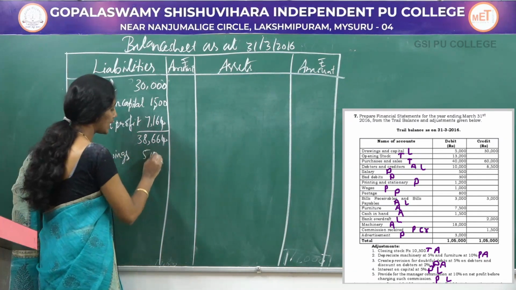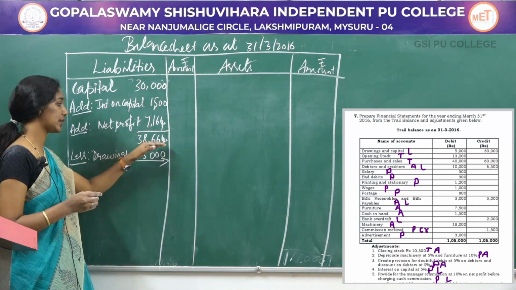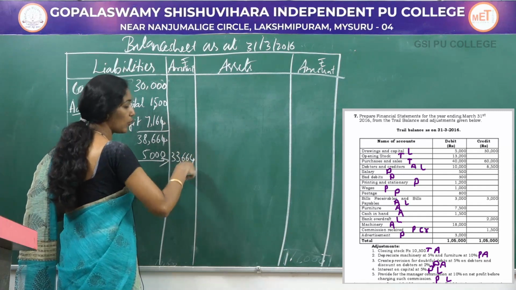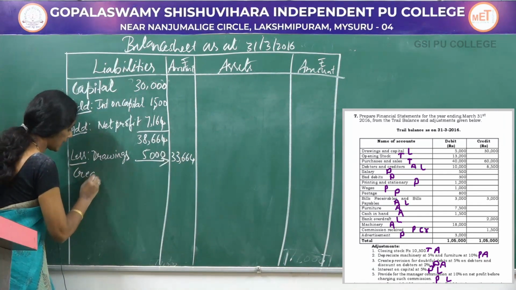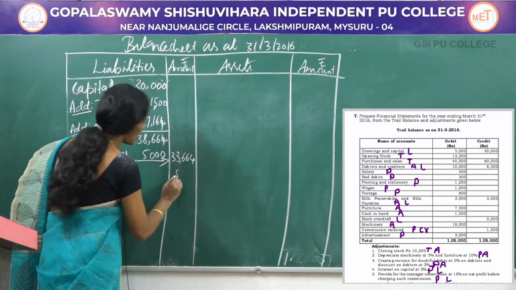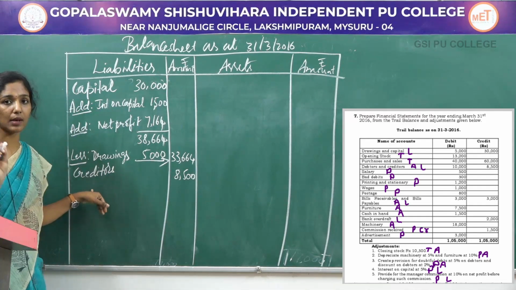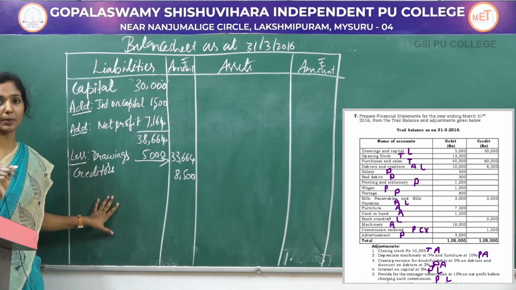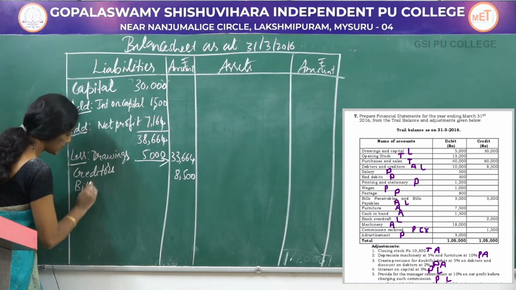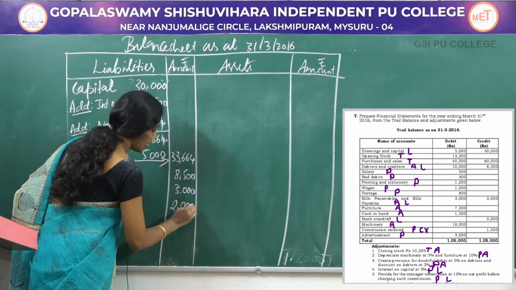What is the amount of drawings? 5,000. When you deduct 5,000 from 38,664, you will get 33,664. Next item is creditors. What is the amount of creditors? 8,500. Next, bills payable 3,000. Next, bank overdraft 2,000.